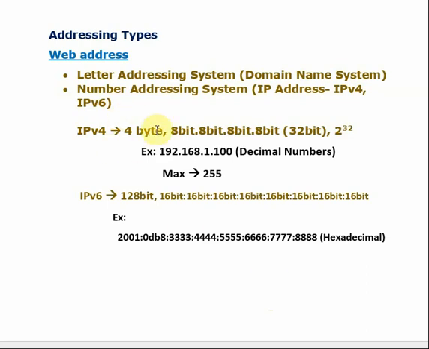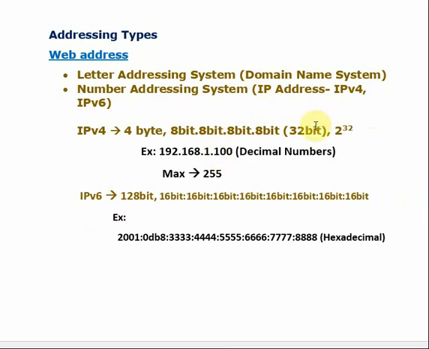IPv4 uses 4 bytes, that means 8 bits dot 8 bits dot 8 bits dot 8 bits, separated by dots, 4 fields, and 8 times 4 is 32. So we can calculate the combinations as 2 to the power 32. That many combinations are possible, but still it is not enough when we consider the entire world. That is the main reason they later introduced IPv6. This has practically no limit, right? No limit at all.